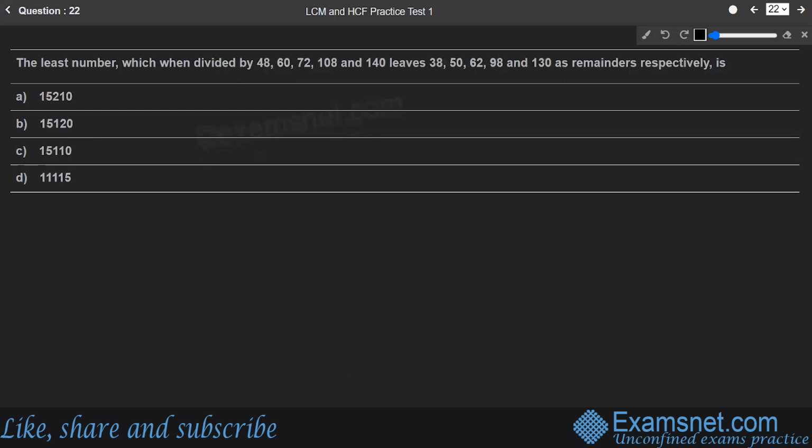51. Now, the least number which when divided by 48, 60, 72, 108, and 140 leaves 38, 50, 62, 98, and 130 as remainders respectively. So we just need to check the pattern. Let's check the pattern. Obviously, these are our divisors. The first side is of divisors. The second side is of remainders.